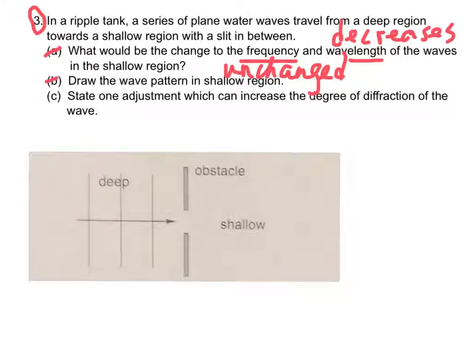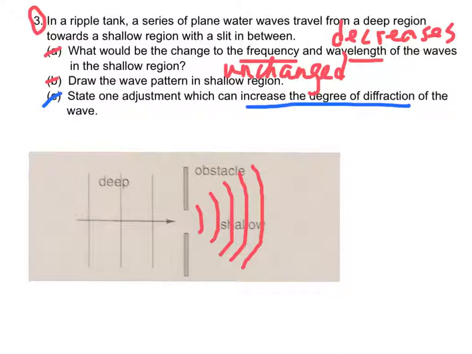Part B. When the water wave passes through the slit, diffraction occurs. Therefore, we have a diffracted wave with smaller wavelength. Part C. In order to increase the degree of diffraction, we can increase the wavelength of the wave by decreasing the frequency of the vibrator.